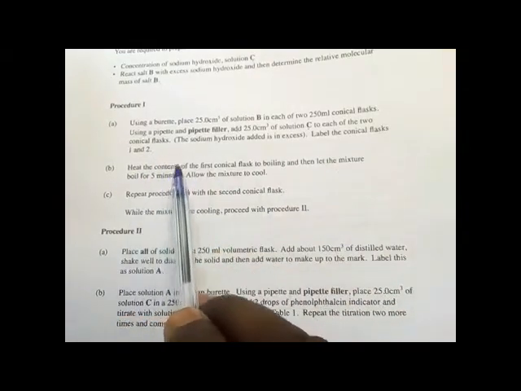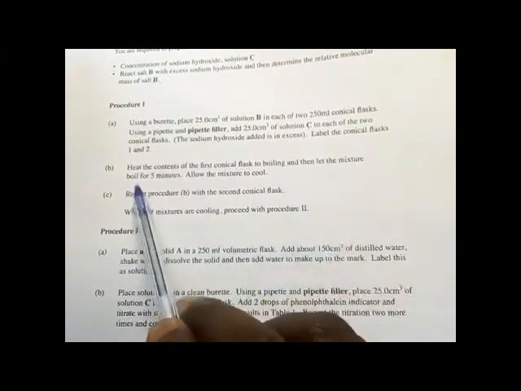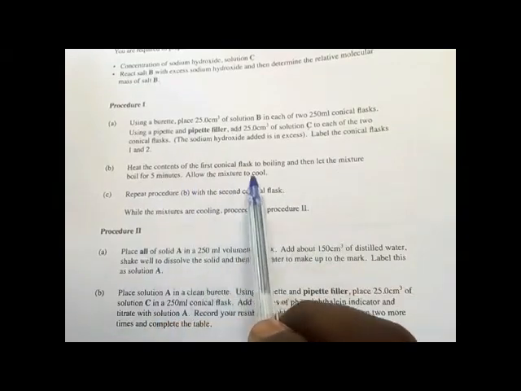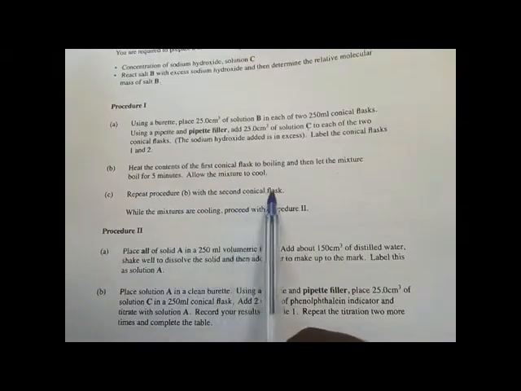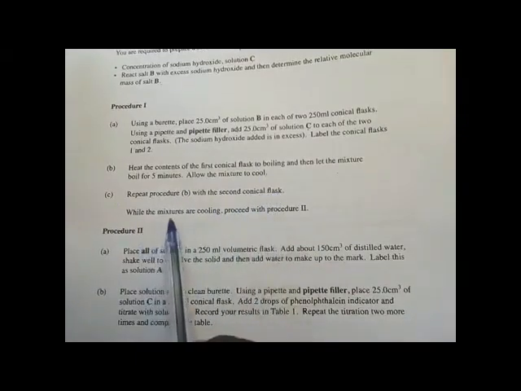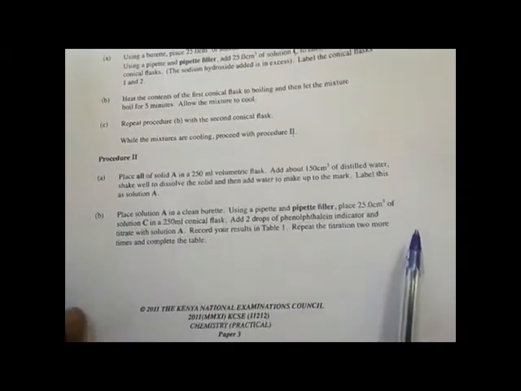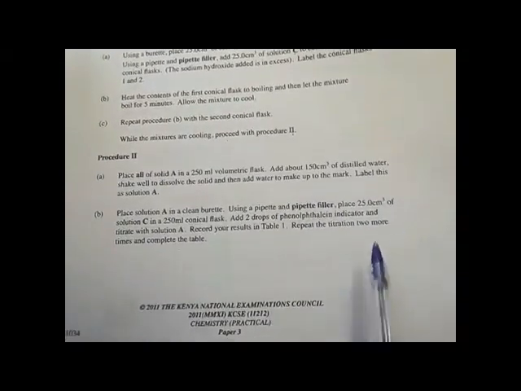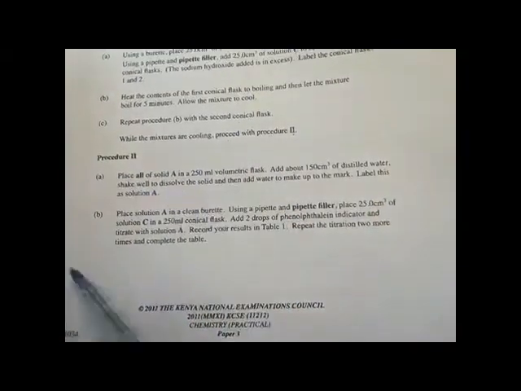Heat the contents of the first conical flask to boiling and then let the mixture boil for 5 minutes. Allow the mixture to cool. Repeat procedure B with the second conical flask. While the mixture is cooling, proceed with procedure 2. Just following instructions is important in a practical paper. Let's go now. We assume we have done all that. Now let us go to procedure 2.